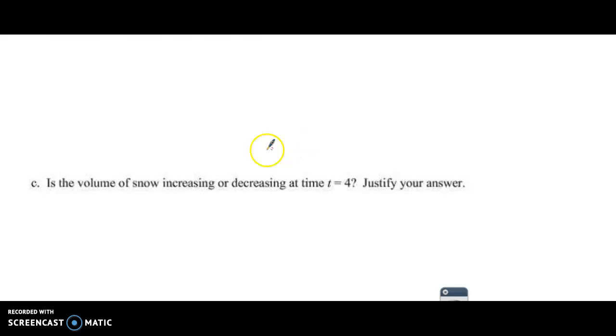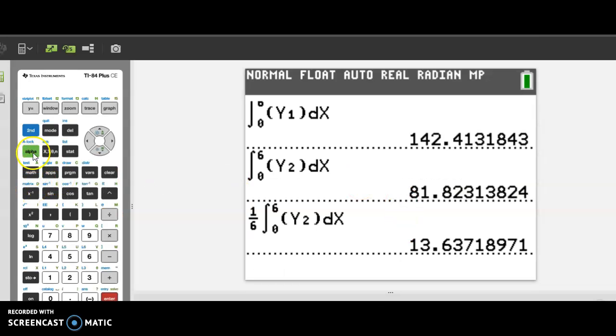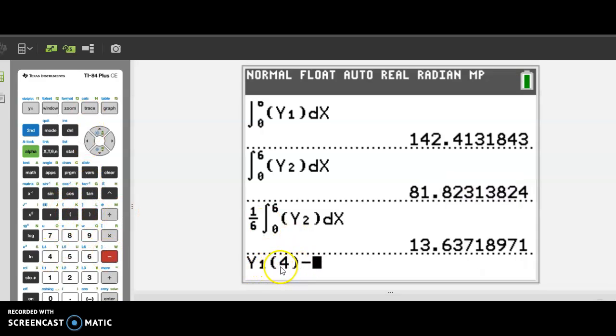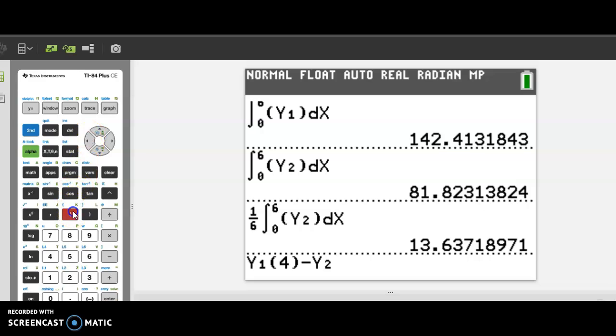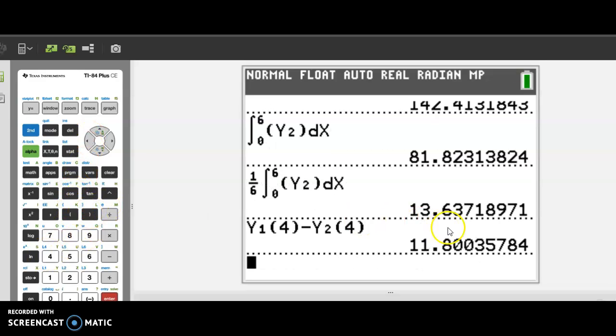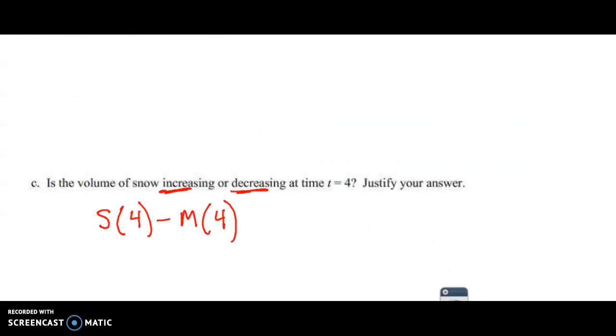Okay. On the next part, is the volume of the snow increasing or decreasing at t equals 4? Well, if we're asking increasing or decreasing, what we want to do is examine the rates a little bit. So what you can do is just say S of 4 minus M of 4, and you can easily do that with your calculator. Alpha trace for the first equation, 4. So that's the rate that's being added at t equals 4, minus alpha trace second equation at t equals 4. We get an answer of about 11.800.